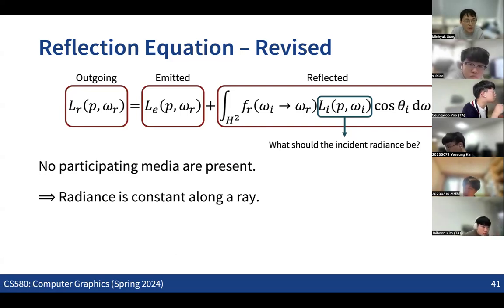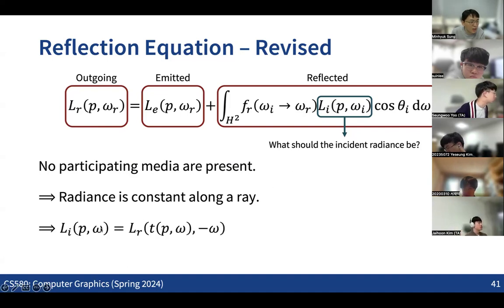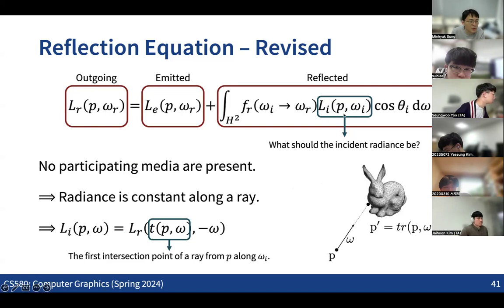So in this case, we can assume that the radiance is constant along a ray. Then in global illumination, what we can assume is that the incoming ray reaching the point P from the direction omega I is the same as the radiance coming from some other object at the point P', which is the first intersection point of the ray shooting from the point P along omega I. Let's say we want the incoming radiance from this direction at the point P. Then this incoming radiance should be the same as the outgoing radiance at the first intersection point of this ray, in the opposite direction, right?